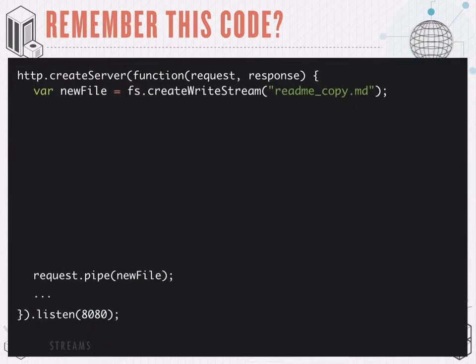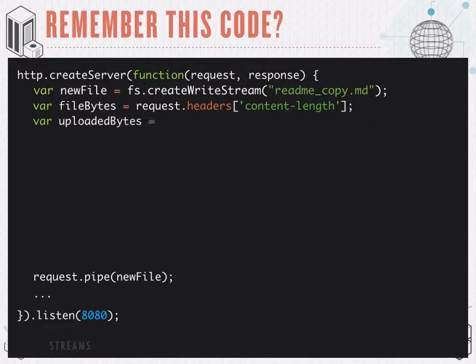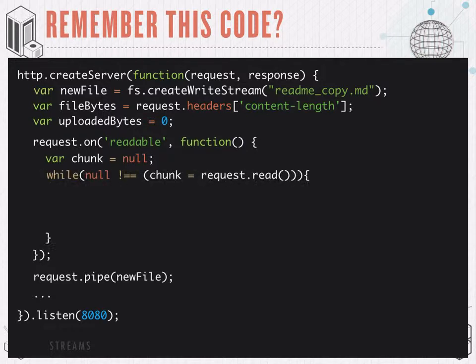Then we need to know what the entire size of the file is, and we do that by reading the content length header from the request. We're going to store it on the file bytes variable. We'll create the upload bytes variable to keep track of how many bytes were uploaded, and we'll initialize it to 0. Then, listening to the readable event, we'll loop through and read each of the chunks from the request.